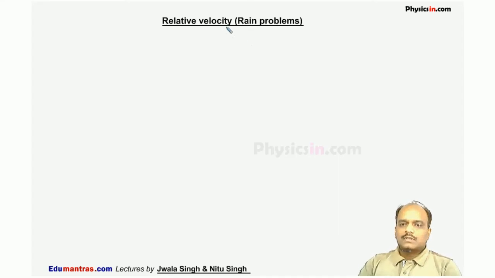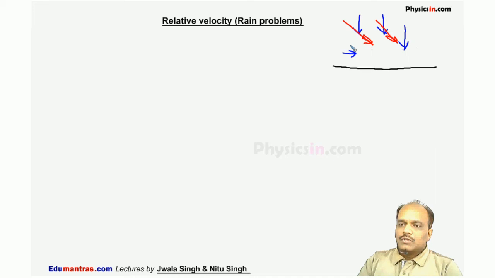Here we will discuss relative velocity, especially dealing with the rain problem. As we know, rain always falls vertically downward when the air is not blowing. But when air is moving in this direction, it moves the rain in this direction. But with respect to air, rain is always falling vertically downward.